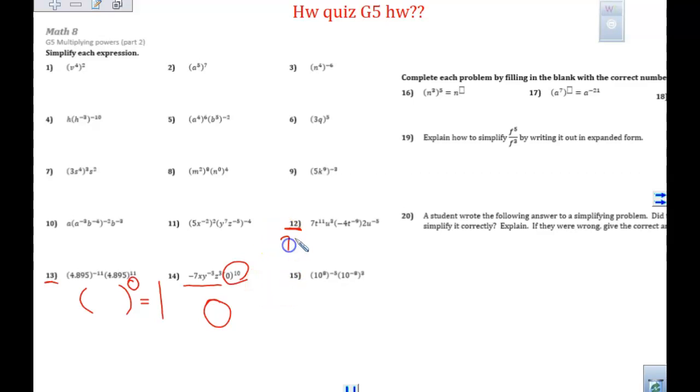So we have 7 times negative 4. Then I'm going to put all of my like terms, and I'm going to put all my like variables. I start with t to the 11th. Then I have t to the negative 9. Then I'm going to take a look at my u's, and I have u to the 3rd.